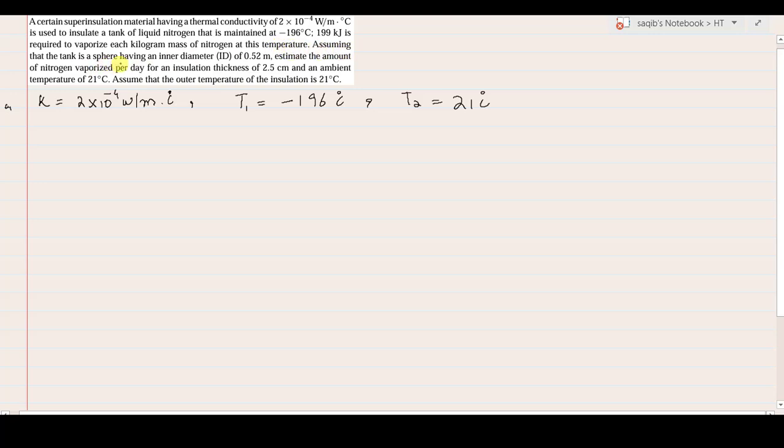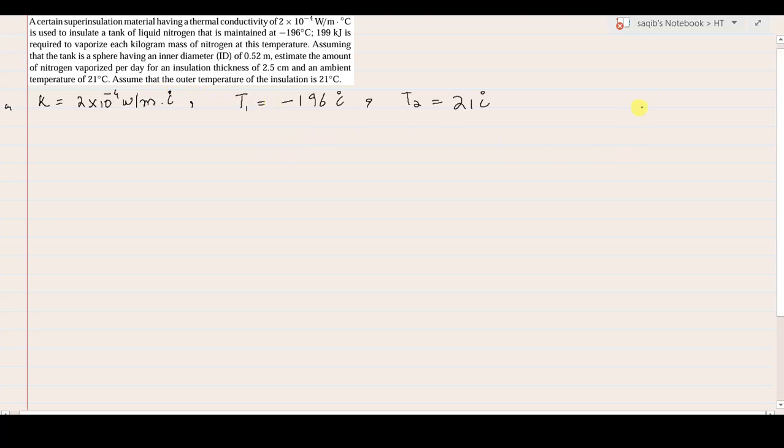Assuming that the tank is a sphere having an inner diameter of 0.52 meters, estimate the amount of nitrogen vaporized per day for an insulation thickness of 2.5 centimeter and ambient temperature of 21 centigrade.